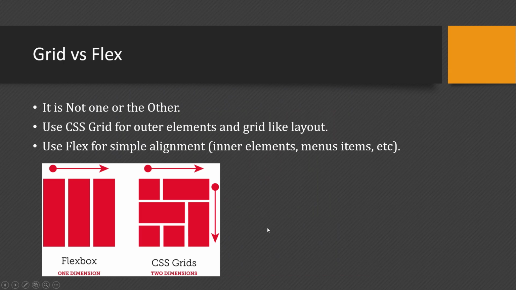What is the difference between Grid and Flexbox? It is not one or the other. Use CSS Grid for outer elements and grid-like layouts. Use Flex for simple alignment, inner elements, menus, items, etc. So here is the difference between Flexbox and the grid system. Flexbox has a cross axis, meaning row-wise. This is called one-dimensional, and CSS Grid is called two-dimensional, right?